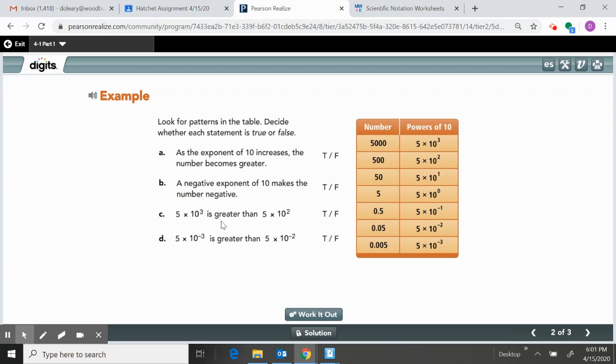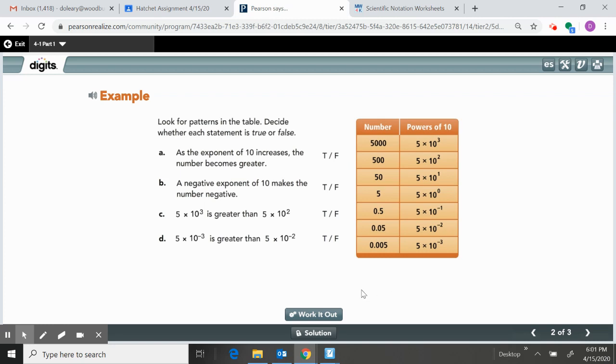5 times 10 to the third is greater than 5 times 10 to the second. So if I go 5 times 10 to the third, which is 5,000, is that greater than 5 times 10 to the second, which is 500? 5 times 10 to the negative 3 is greater than 5 times 10 to the negative 2. Is 5 times 10 to the negative 3 greater than 5 times 10 to the negative second?